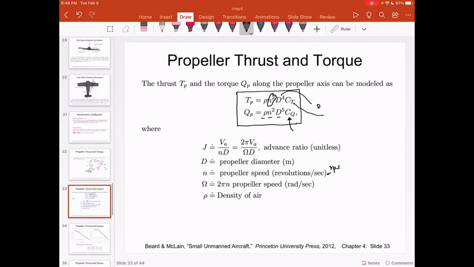properties are going to remain constant, and the thrust properties are dependent on CT and speed, and torque is dependent on CQ and speed. We will assume rho to be constant, which is not really the case because the air density changes depending upon the altitude.